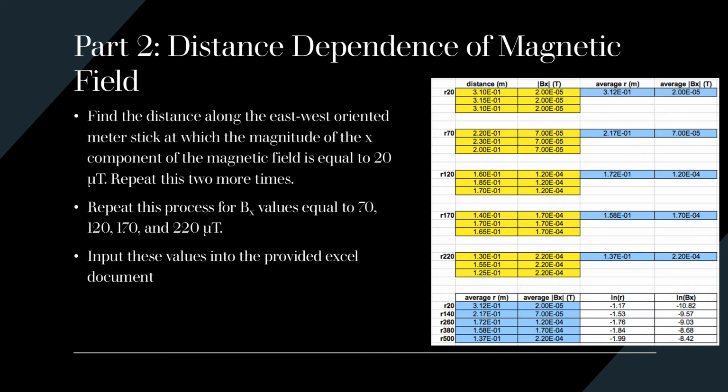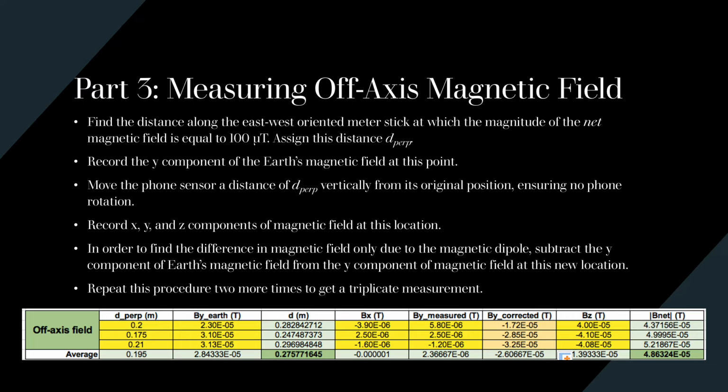The second component of this experiment was to measure the distance dependence of a magnetic field. I moved the bar magnet along the east-west meter stick until I found the spot where the X component of the magnetic field read 20 microteslas. I repeated this 2 more times. I repeated this whole procedure for values equal to 70, 120, 170, and 220, and I input these into the Excel document.